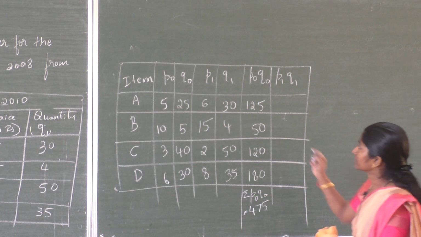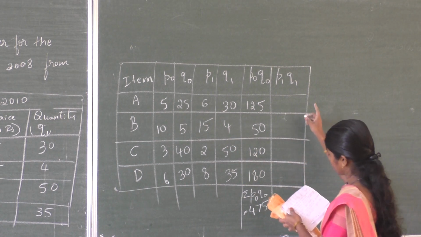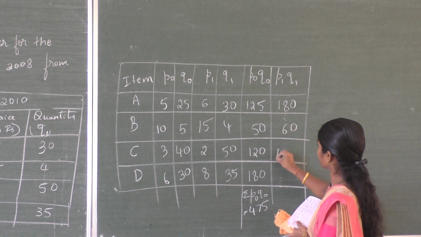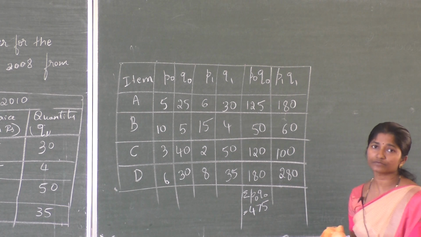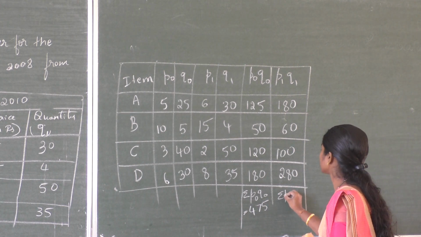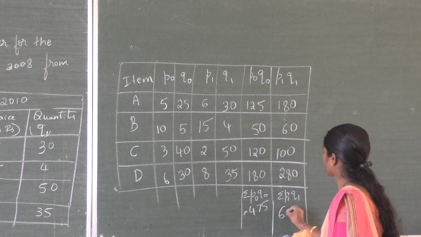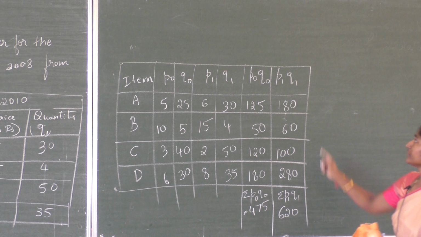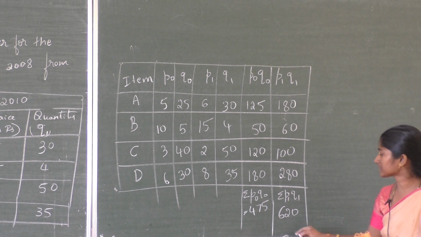Next, P1 Q1, we multiply these two columns and these are our answers. The total value of P1 Q1 is 620, we got 620. Now we have completed the table, P0 Q0 multiplied and P1 Q1, and we got these answers.